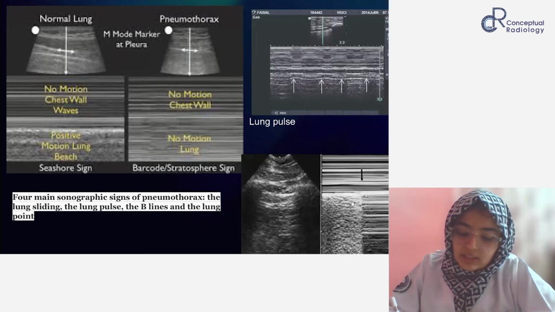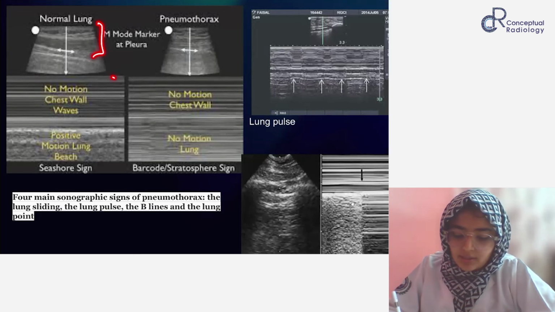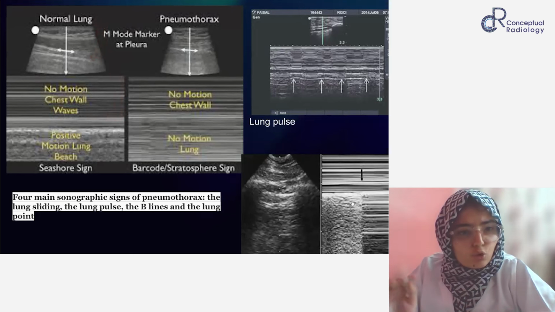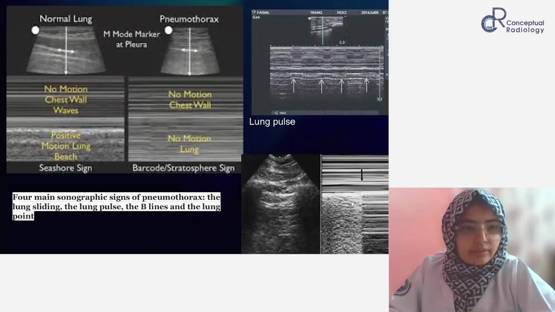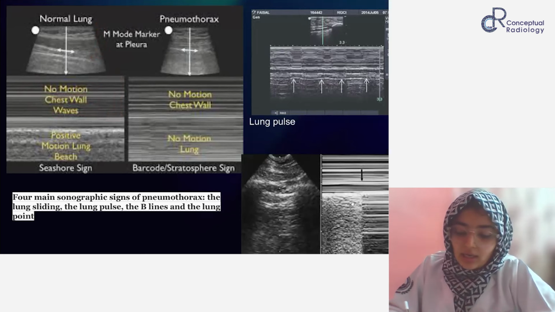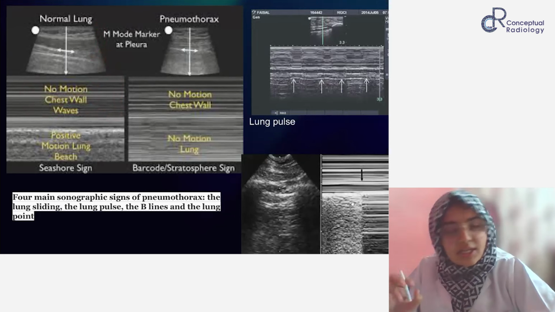So in a normal lung, we see this is the part which is already static: the chest wall, the skin, and the subcutaneous tissue. So this part is correlating to this part. No motion, chest wall. Just straight waves like a barcode. Nothing happening. But the lung is a very happening place. A lot of micro movement is happening with every respiration.